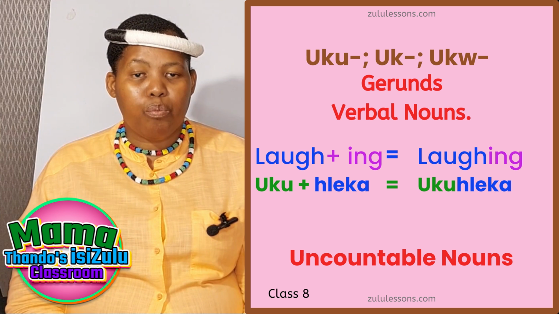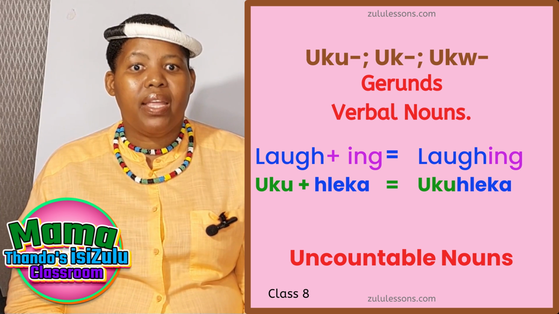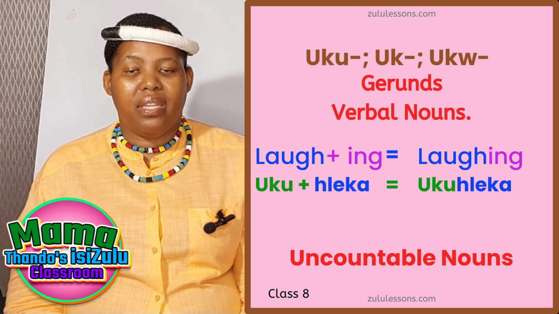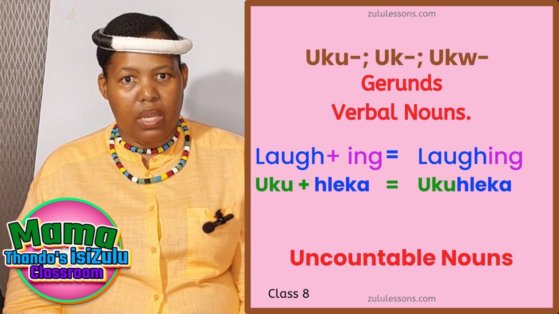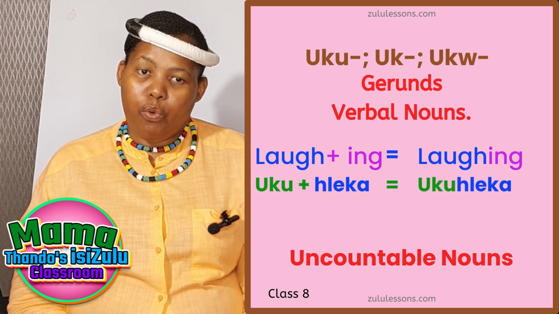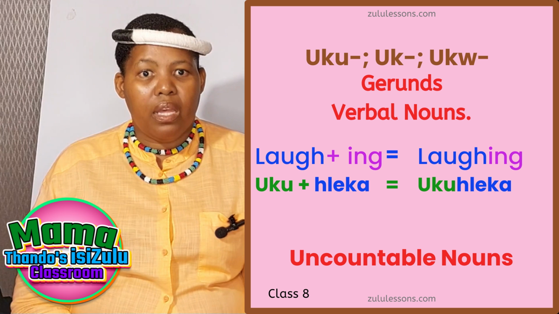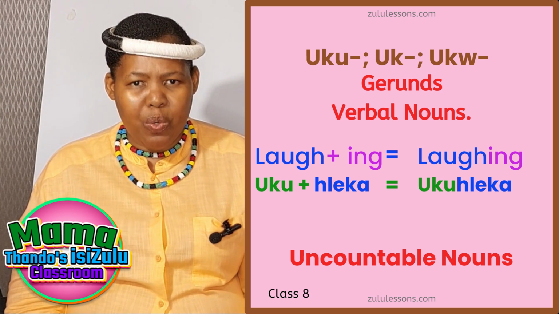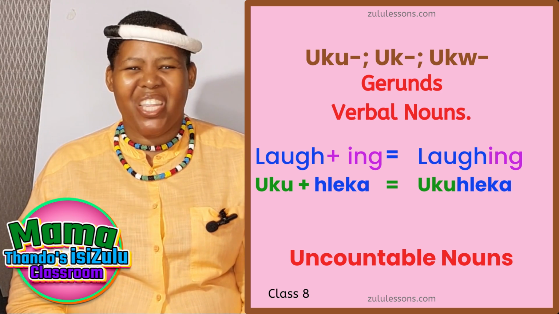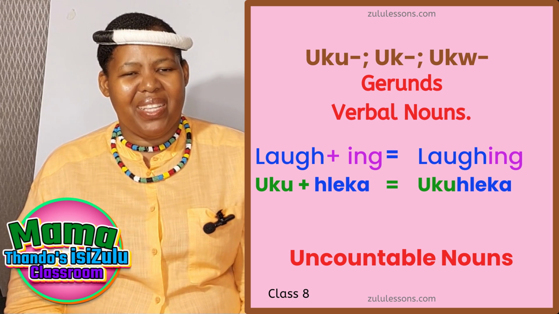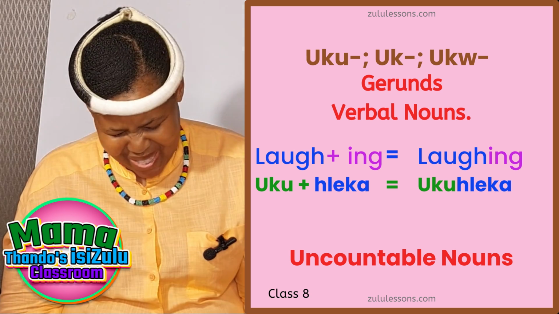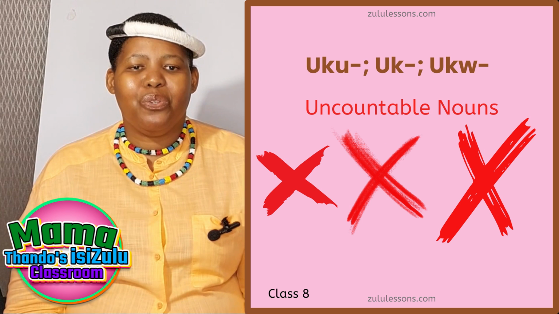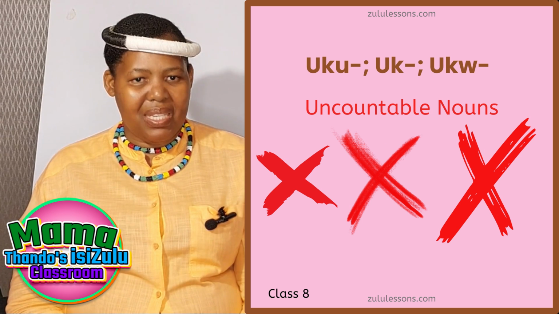Same with isiZulu as well. We take a verb to laugh, hleka, and we add letters to it. But in this case, we don't add the letters at the end of the word, like in isiNgisi, ing. We add ours at the beginning of the word, and we say ukuhleka, laughing. We can't count laughing and say 1 laughing, 2 laughings, 3 laughings. No. Think about that. Ukuhleka okukodwa. No. We don't count words that start with UK, UKU, and UKW in isiZulu.